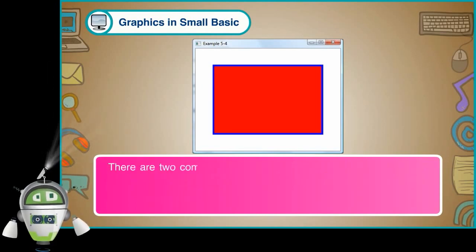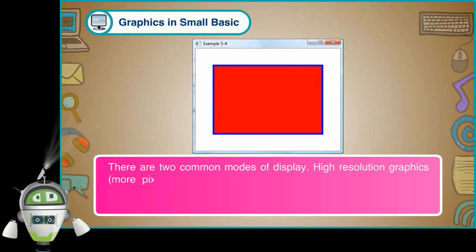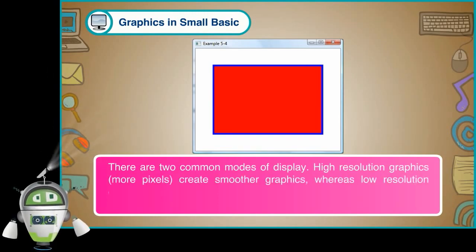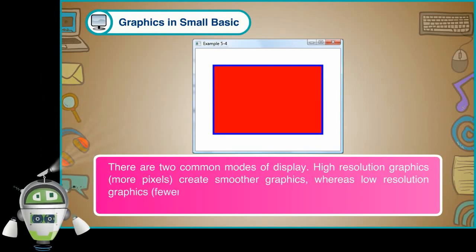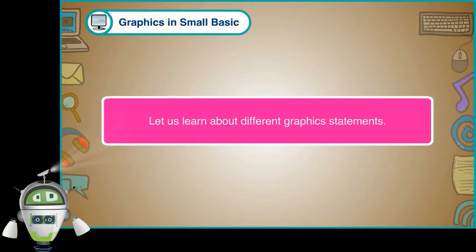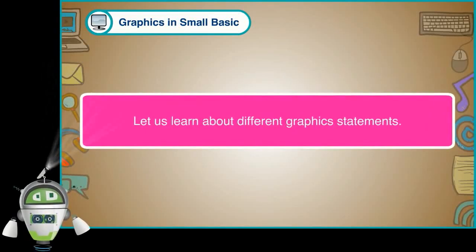There are 2 common modes of display. High-resolution graphics, with more pixels, create smoother graphics, whereas low-resolution graphics, with fewer pixels, can be updated or written faster. Let us learn about different graphics statements.